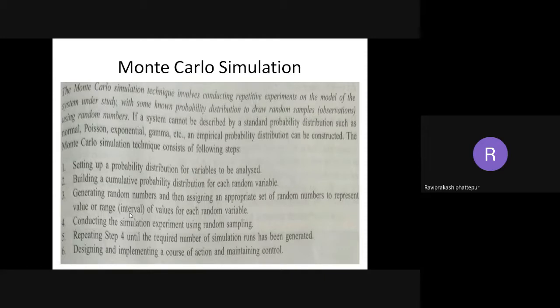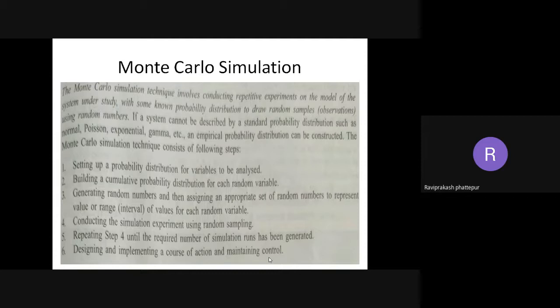So don't worry about it, how to do and all. So in the problem, it's already given. The random numbers are already given to you. We need to take those and we need to make the range or the interval. Okay, that interval has to be made for each random variable. Then conducting the simulation experiment using random sampling. Then repeat step 4 until the required number of simulation runs has been generated, designing and implementing a course of action and maintaining control. So whatever you have seen now, we'll be looking at with the example, with a problem.